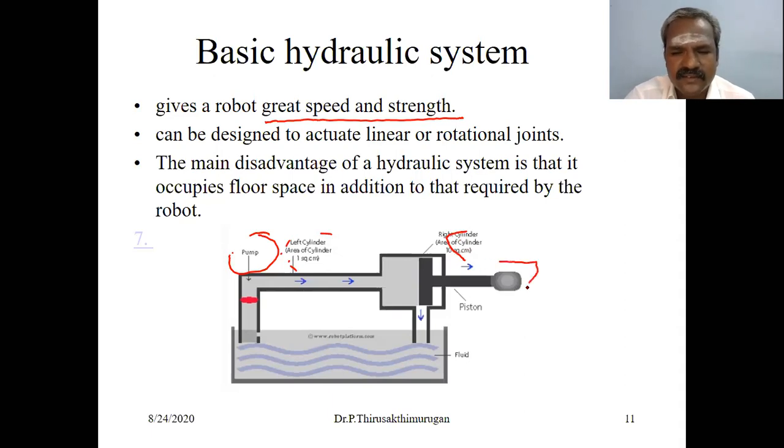So this arm is connected to the robo to move the robo arm in the forward and reverse direction. So this is a single actuator cylinder. The main disadvantage of this is it occupies more space and the floor is messy. That means oil, greasy. In the hydraulic system, it is a fully greasy structure. So it occupies more space and is not clean.